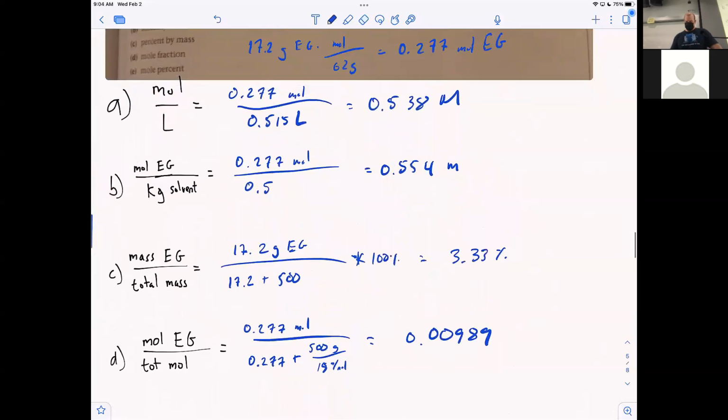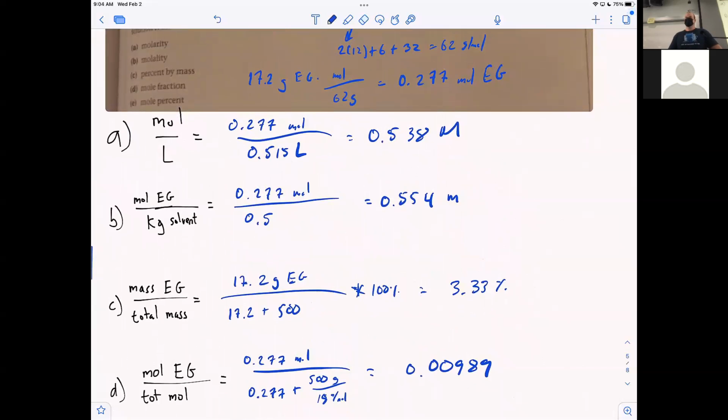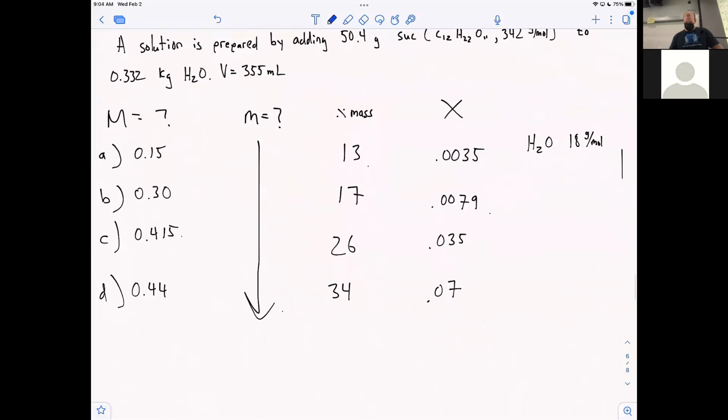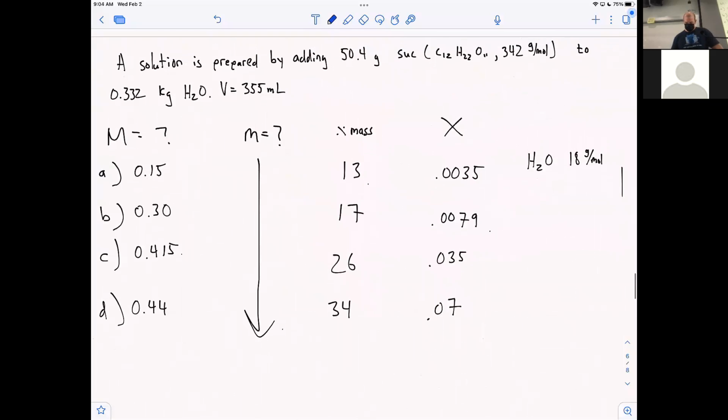So does anyone have any quick questions on how to solve these? Usually it's pretty straightforward. Let's see if you can follow here. You have a solution prepared by adding 50.4 grams of sucrose to 0.332 kilograms of water. Volume is 355 milliliters. What's the molarity?